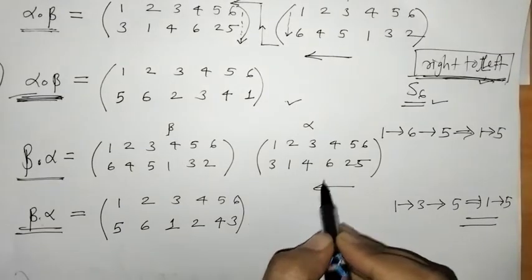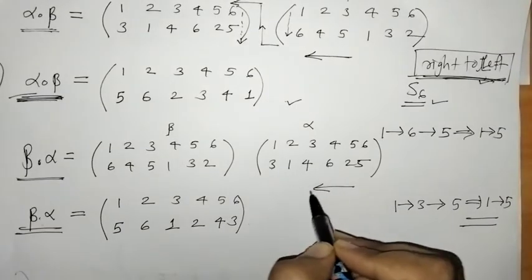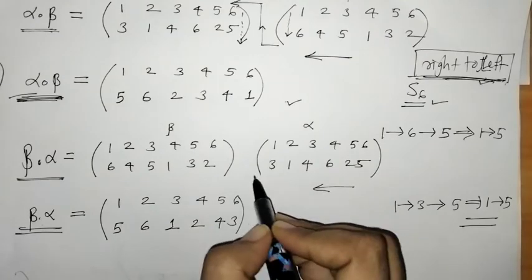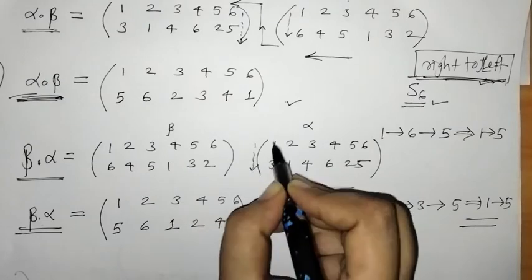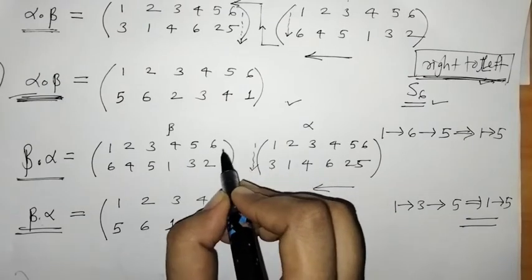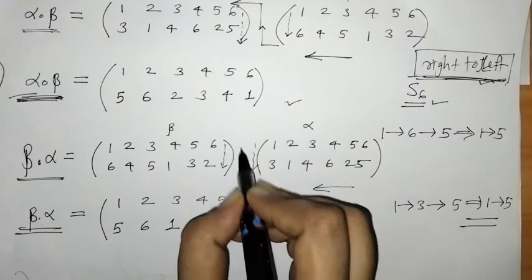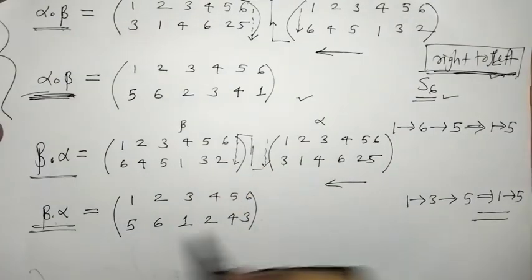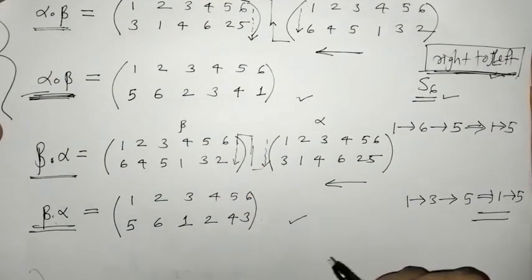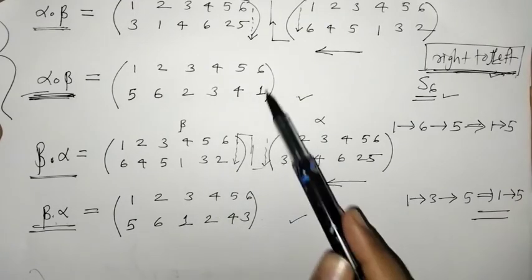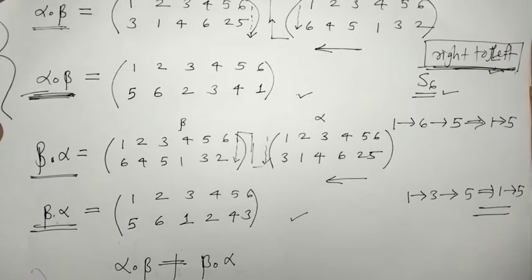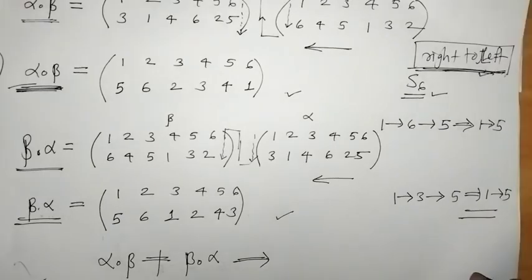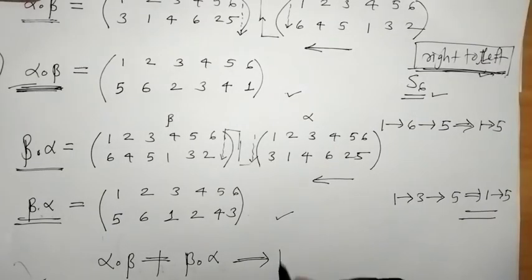So here we have carried out this composition from right to left, by moving from top to bottom and again from top to bottom. This is beta alpha. When we observe these two permutations, we get alpha beta not equal to beta alpha. This means composition of permutation is not commutative.